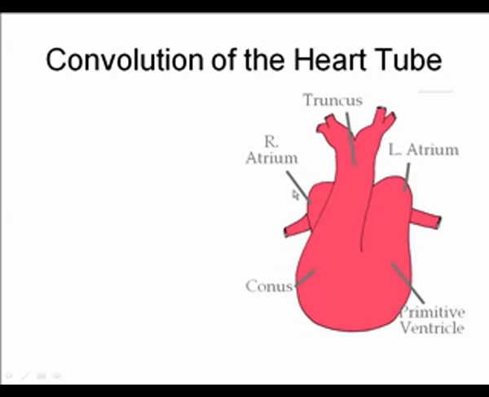so that we end up with the two atria posteriorly located, two ventricles more anteriorly located, and you see now sort of the basic organization of the heart that you saw in gross anatomy.